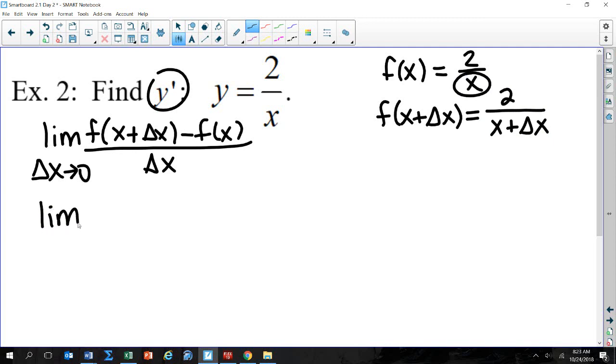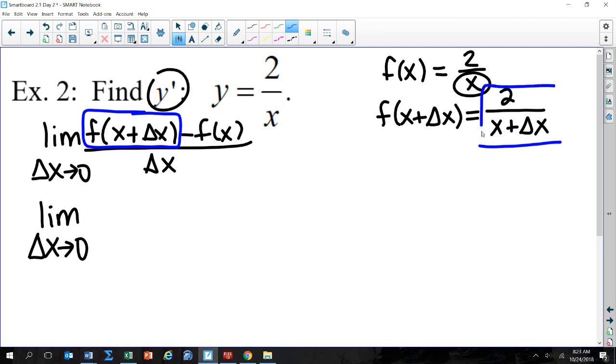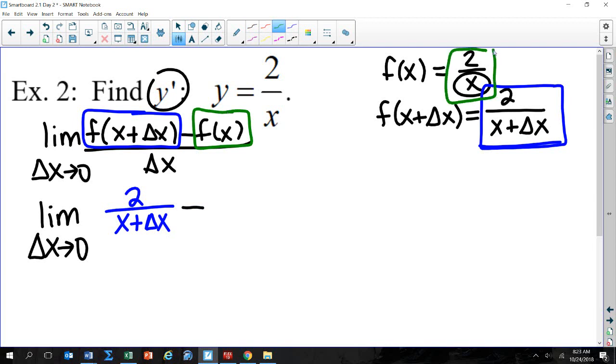We've got the limit as delta x approaches 0. And then look at this in chunks. I write my first chunk, f of x plus delta x. We said that it's this guy. Right? So I'm going to write that first. 2 over x plus delta x. Then we have a minus sign. Then I just have my second chunk as my function. So what was my function? My function was 2 over x. And don't forget this part, that it's all over delta x. Okay, you've got to remember that denominator.